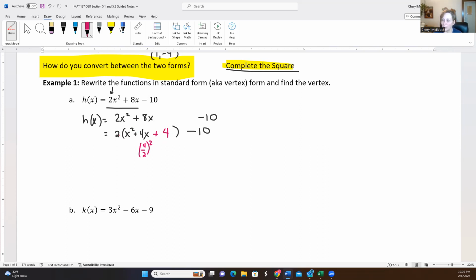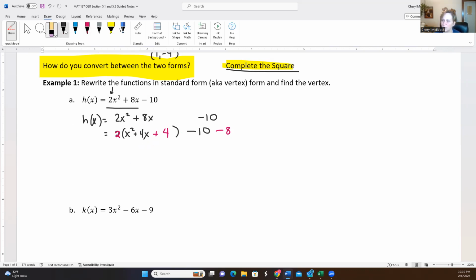However, on this side of my equation, I really added 2 times 4. So I really added 8. So in order to keep this equation balanced and not weight this side with an extra 8, we're going to subtract the 8 from the same side. It's just the process we use to complete the square.